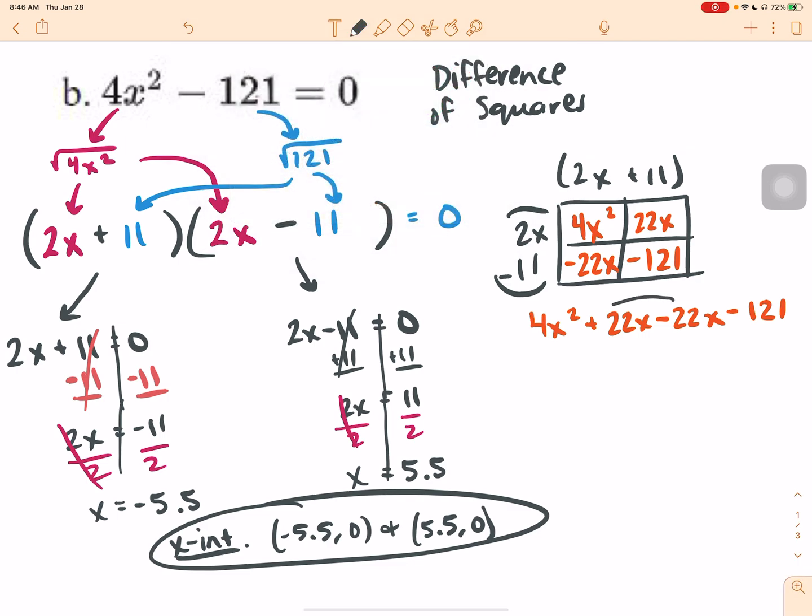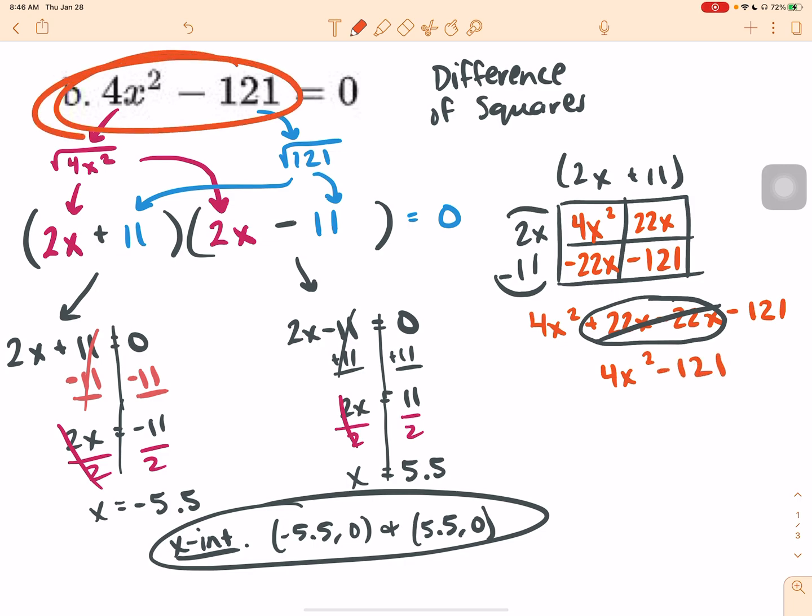So these two here cancel out. 22x minus 22x is just 0. So we are just left with 4x squared minus 121, which is what we started with as well. So that's why the difference of squares works in this case.